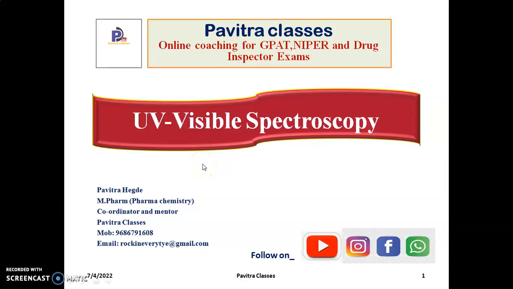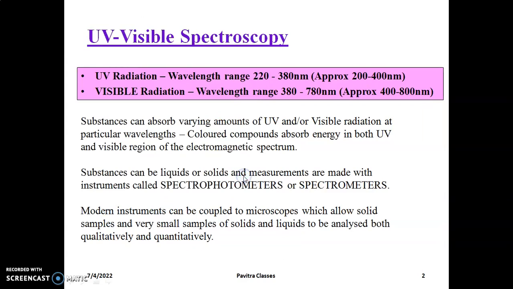Okay, good afternoon. Today we are studying UV visible spectroscopy. UV radiation wavelength ranges from 220 to 380 nanometers, approximately 200 to 400 nanometers. Visible radiation wavelength ranges from 380 to 780 nanometers, generally taken as 400 to 800 nanometers.